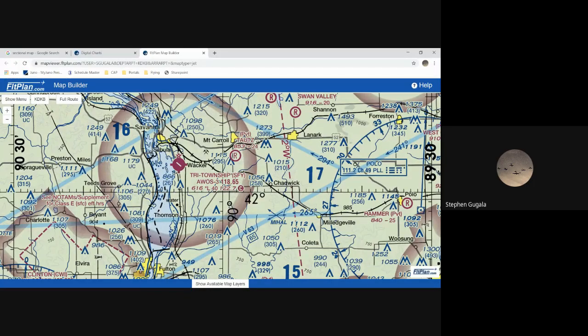So how do we do this on the chart? I've edited this chart to give you an example, or a little more information. Let me get my pointer going here. Okay, follow the red dot.